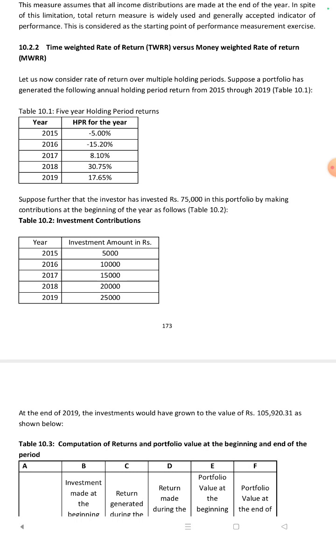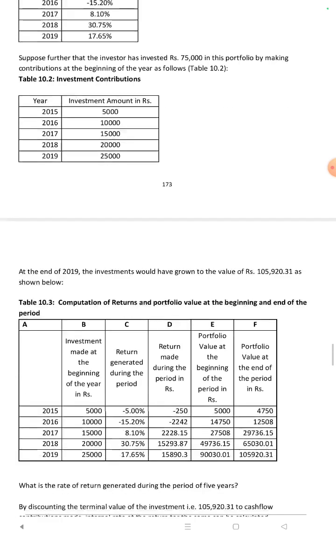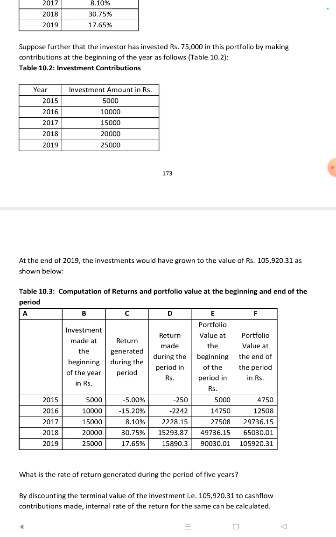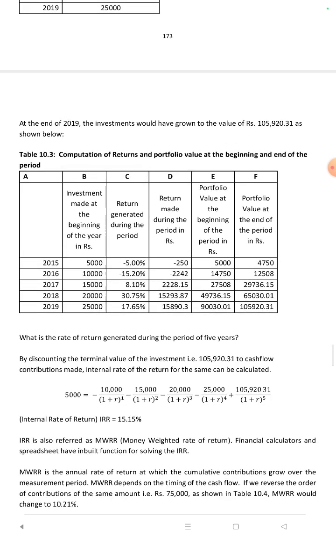तो इसको कैसे कैलकुलेट करते हैं? तो टेबल वन में जैसे 2015 में होल्डिंग पीरियड रिटर्न फॉर द ईयर 5% था, 16 में 15.20%, 2017 में 8.210, 2018 में 30.75, 2019 में 17.65. इन्वेस्टमेंट कंट्रीब्यूशन इतना था. टेबल 3: कंप्यूटेशन ऑफ रिटर्न्स एंड पोर्टफोलियो वैल्यू एट द बिगनिंग एंड एंड ऑफ द पीरियड.